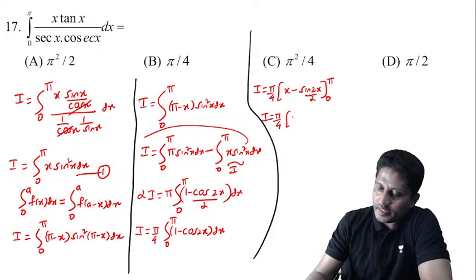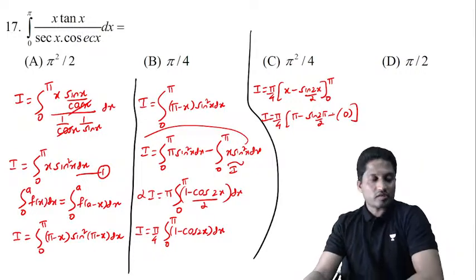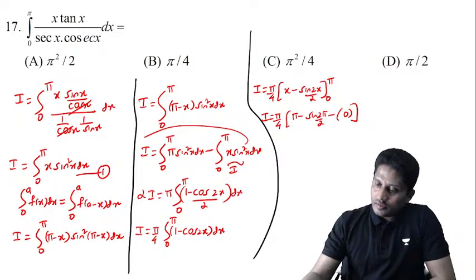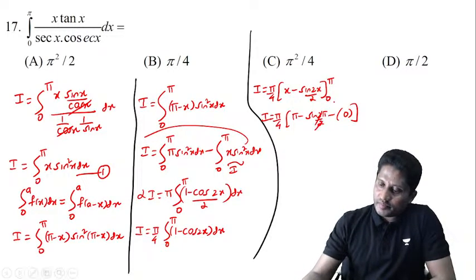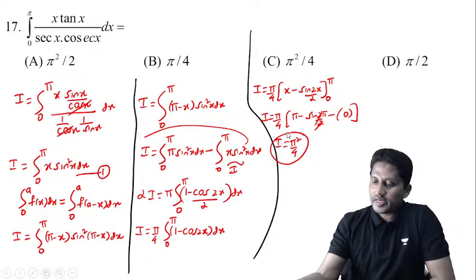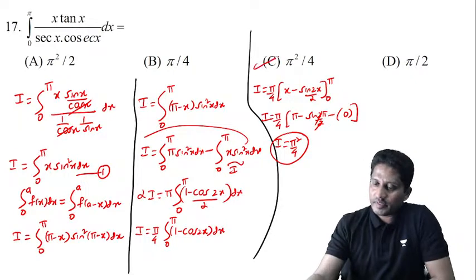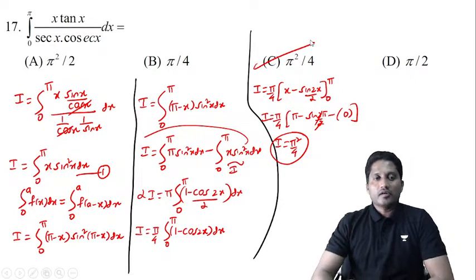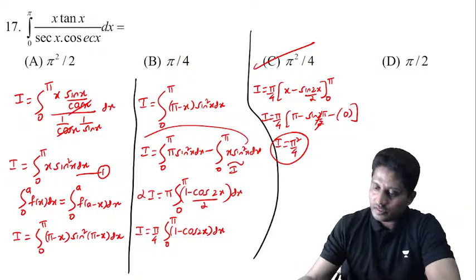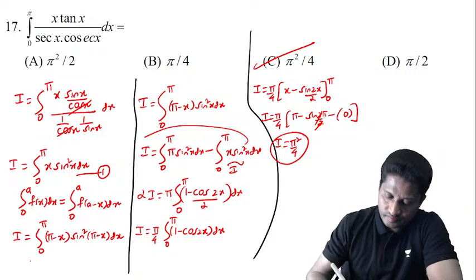Upper limit is pi minus sin 2 pi by 2. Lower limit both are 0. Sin 0 is 0, x is 0. This will cancel. Sin pi is also 0. Sin 180 is also 0. You get pi square by 4. Answer is option C.